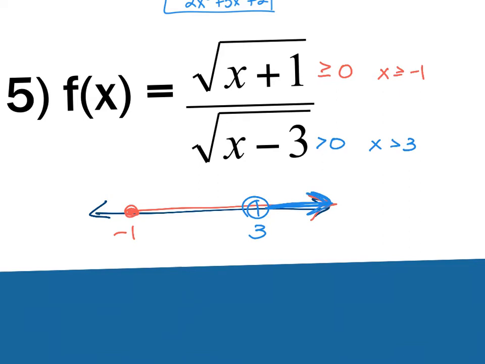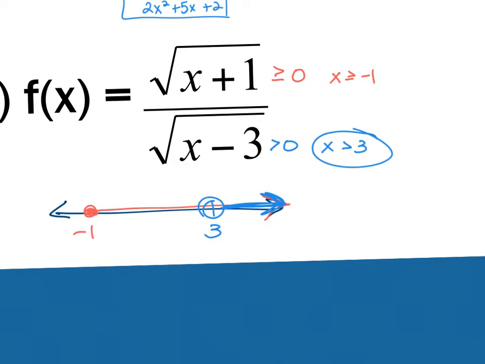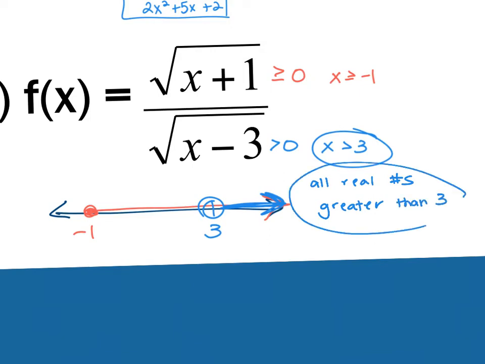Which one am I picking? The x has to be greater than 3. It is more restricted. You want the more restricted one because otherwise the other stuff won't work for the bottom. So again, 2 ways to write it. X is greater than 3, or all real numbers greater than, not greater than or equal to, but greater than 3. Questions?